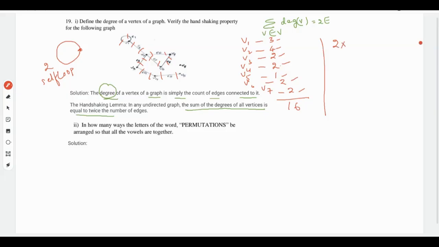Then 2 times the number of edges. How many edges do we have? We have to count the number of edges now. They have specified here that we have 8 edges, E equals 8. So 2E will be 2 into 8, that is 16. Therefore LHS is equal to RHS. Therefore the problem verifies the handshaking property.